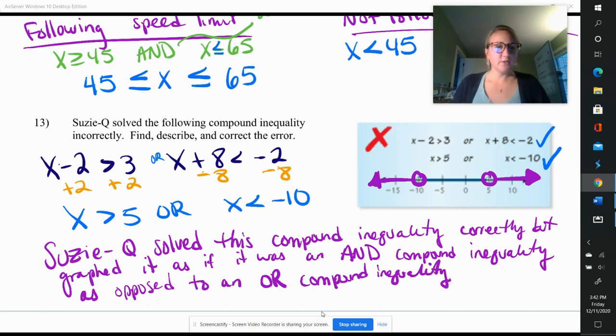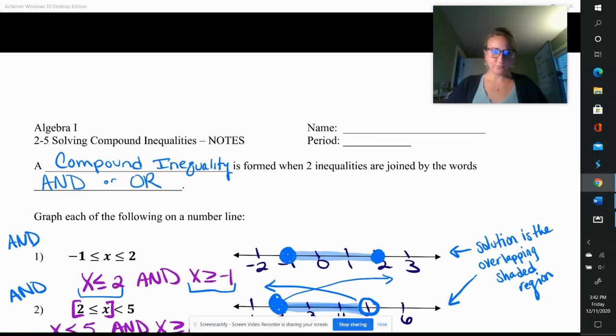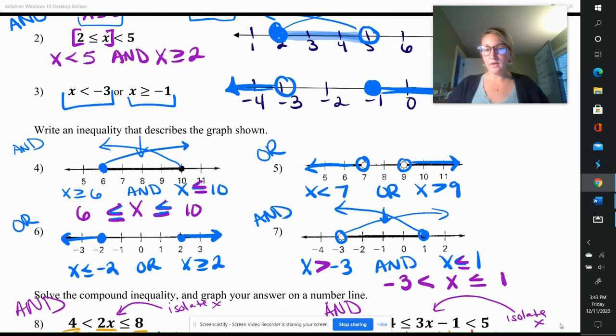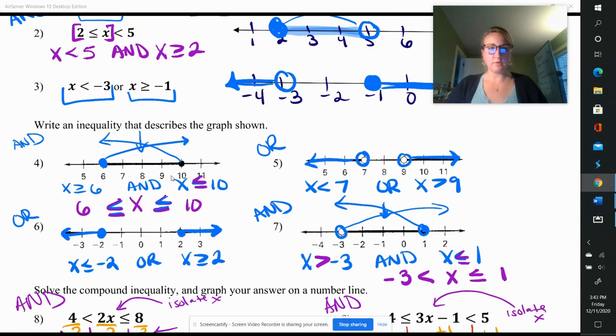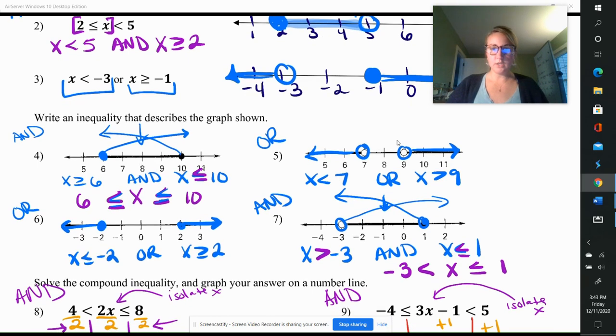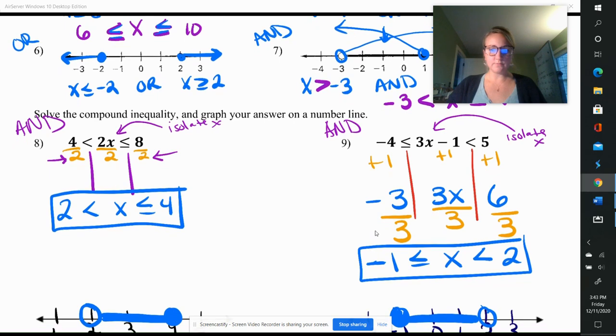That's it for the notes for 2-5 on compound inequalities. We covered how to graph a compound inequality, how to write a compound inequality from a graph, whether it's an and or an or. And inequalities are shaded in between, or inequalities are shaded in the tails. Solving and inequalities, isolate x in the middle. Whatever you do to the middle to isolate x, you also have to do to the right side and the left side.